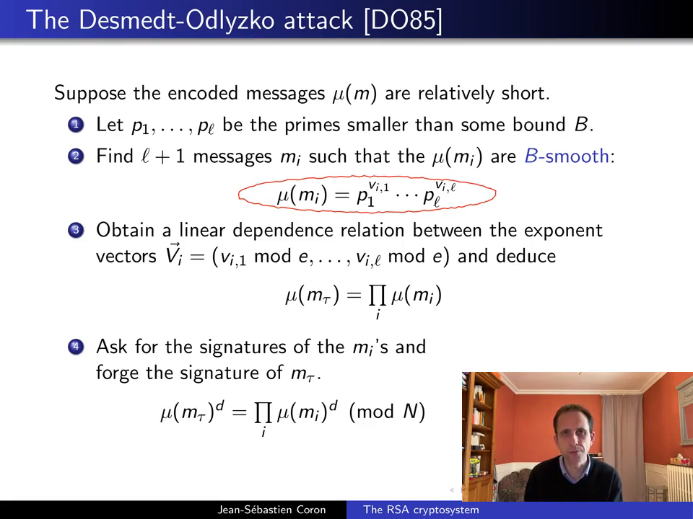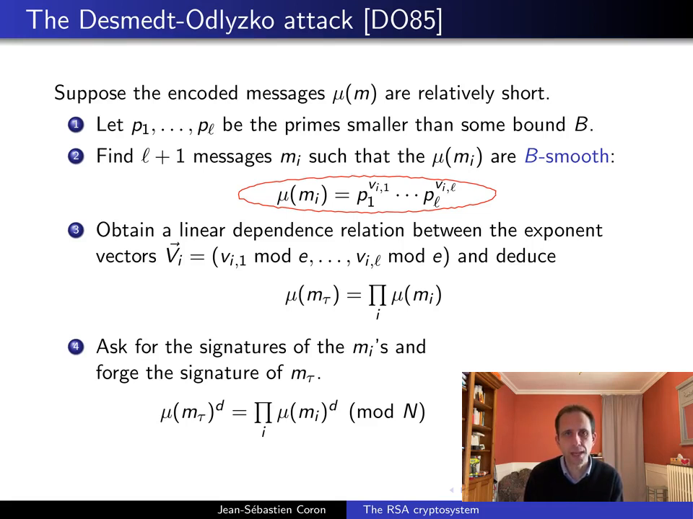So the goal is to find L plus 1 such messages mi, such that this mu of mi is smooth, so it can be factored into the product of small primes. That's why this mu of m must be relatively small, because otherwise, if mu of m is full size, the size of the RSA modulus, this happens with negligible probability.